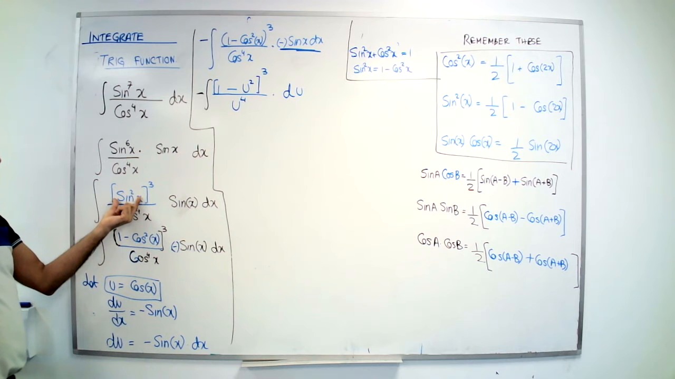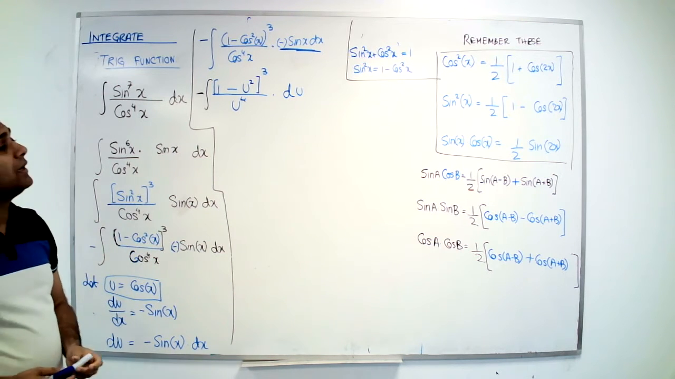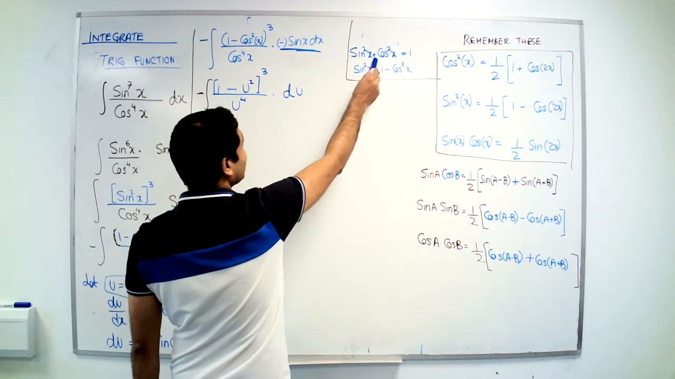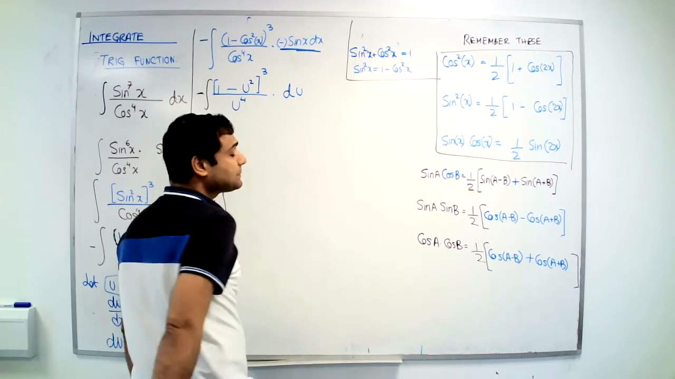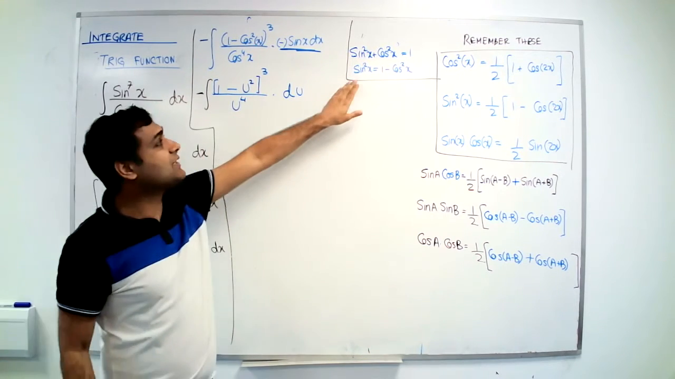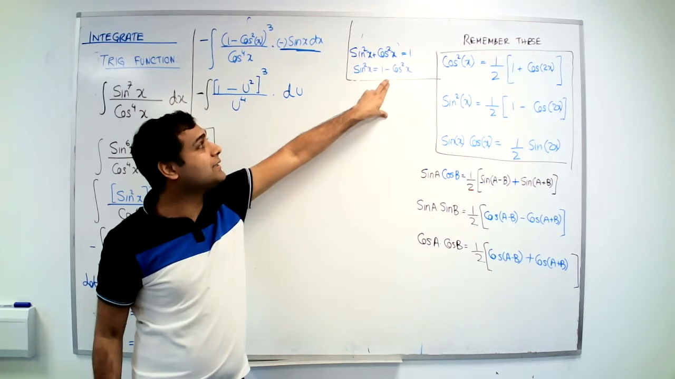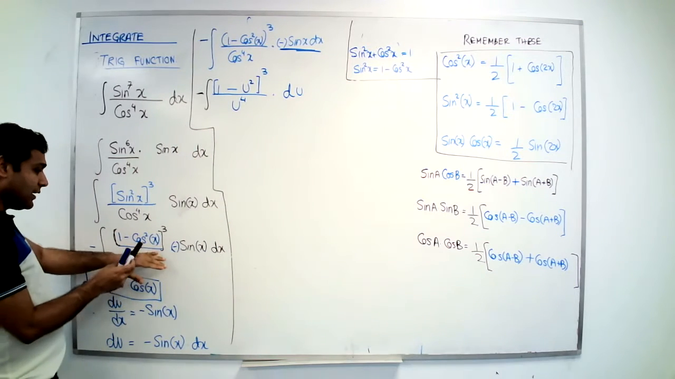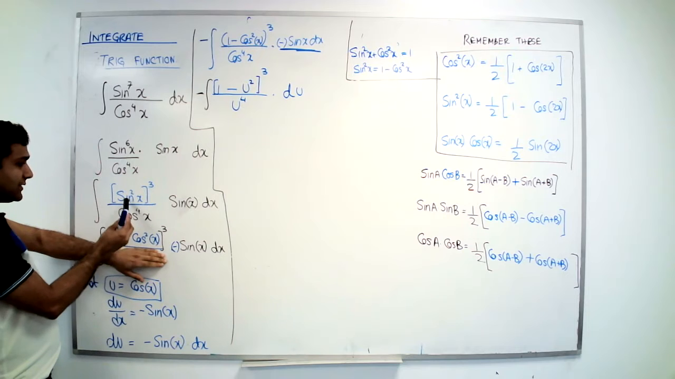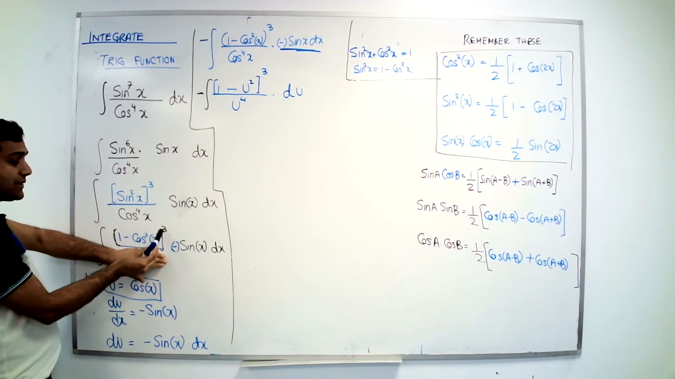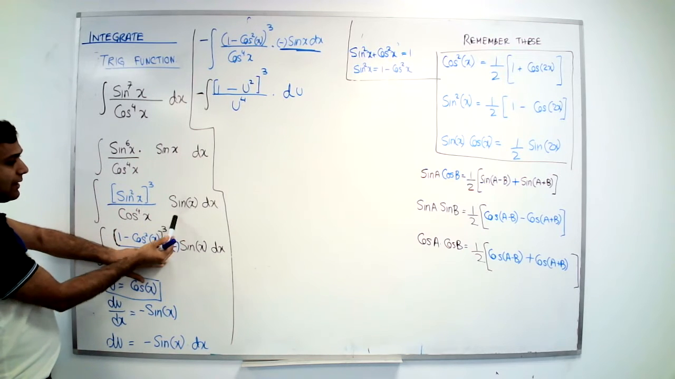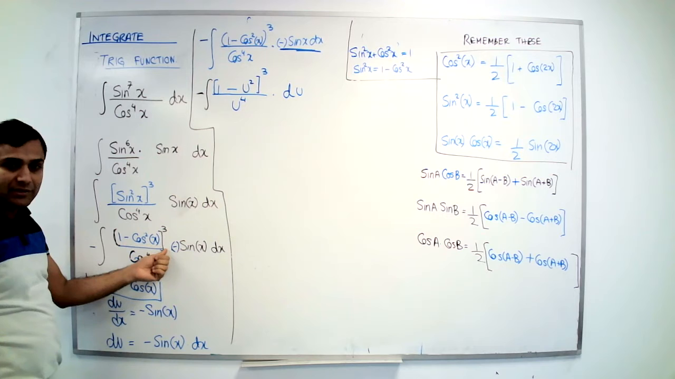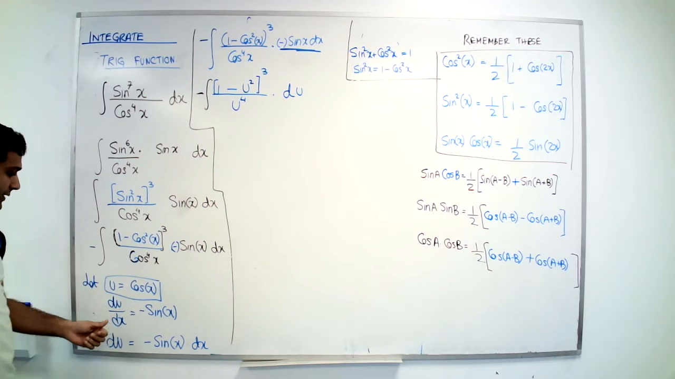Now for sine square x, we know the formula: sine square x plus cos square x is 1. Hence sine square x is 1 minus cos square x. So I put this formula here: 1 minus cos square x, and that cube is still there, and this thing is still there. Now, where does this minus come from? I will explain in a minute.